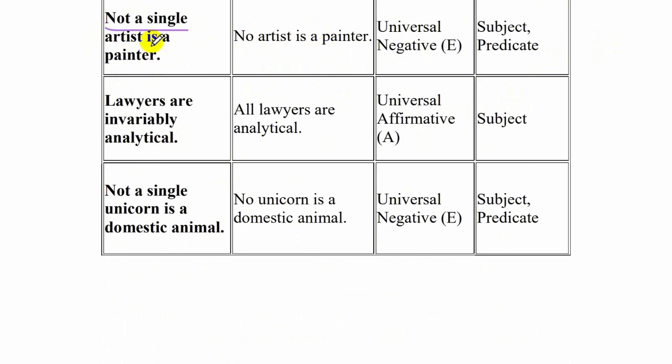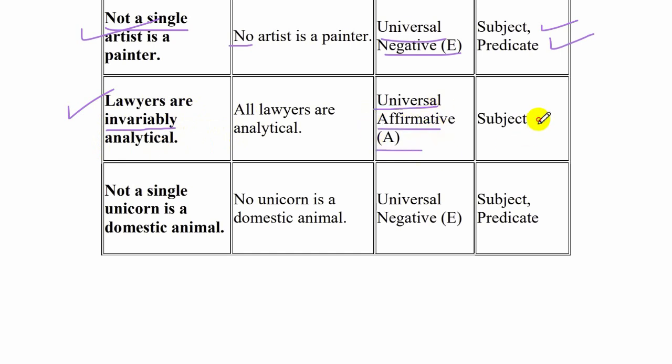"Not a single" means none, no. No artist is a painter. Not a single artist is a painter. Of course, when we say no, it's a universal negative E type proposition in which both subject and predicate are distributed terms. "Lawyers are invariably" means all lawyers they are talking about. Earlier we checked the substitute table. If you have skipped that and moved on to this one, go back and check all the substitute words. I've told you on which page of the textbook those terms are stated and the summary of that. Go through all the substitute words, compatible words for all.